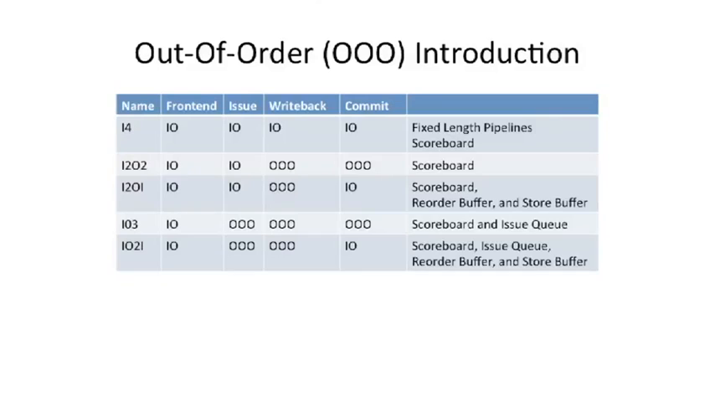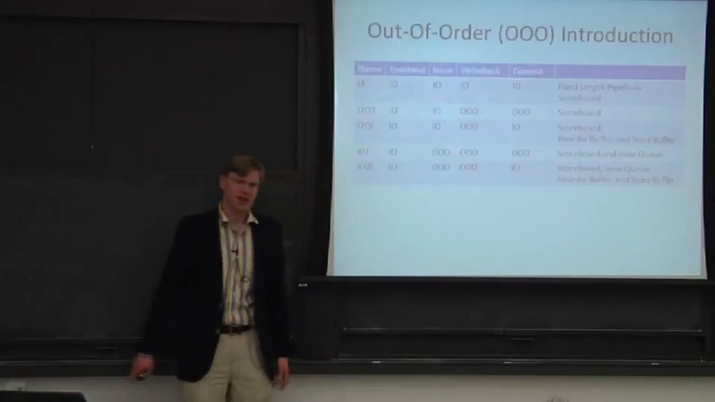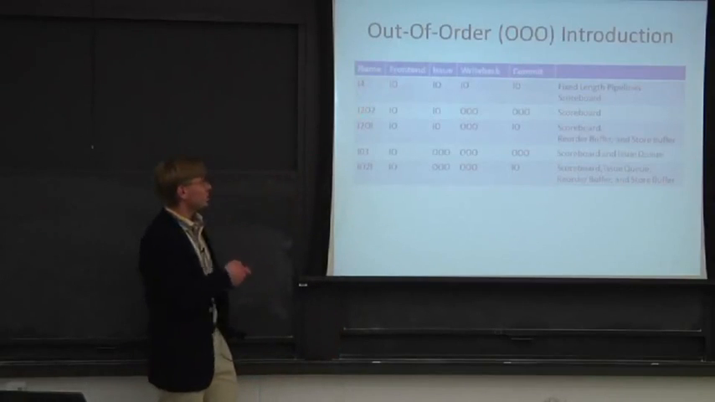We're going to start talking about in order in the front end, out of order in the back end, and we're going to have to introduce things like a reorder buffer and a store buffer. And then we're going to talk about a machine which has an in-order front end and all the back stages out of order, which may not make a whole lot of sense because out of order commit starts to look a little odd. Likewise, that's the case for this processor.